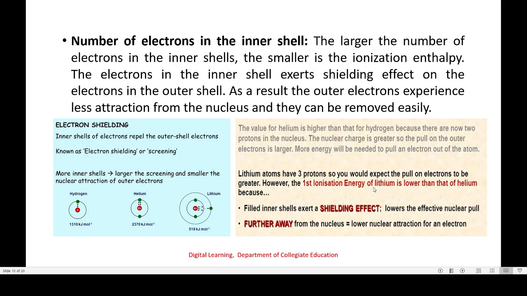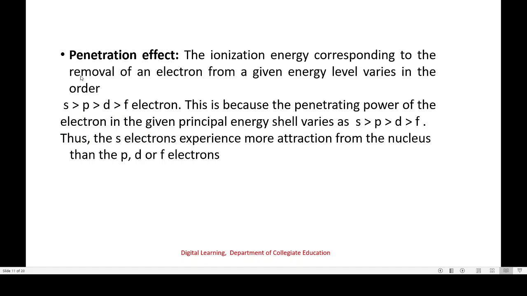However, the first ionization enthalpy of lithium is lower than that of helium because the filled inner shells exert a shielding effect which lowers the effective nuclear pull. Hence we can conclude that further away from the nucleus there will be lower nuclear attraction for an electron, and hence a smaller ionization enthalpy. And coming to the next effect, that is the penetration effect.